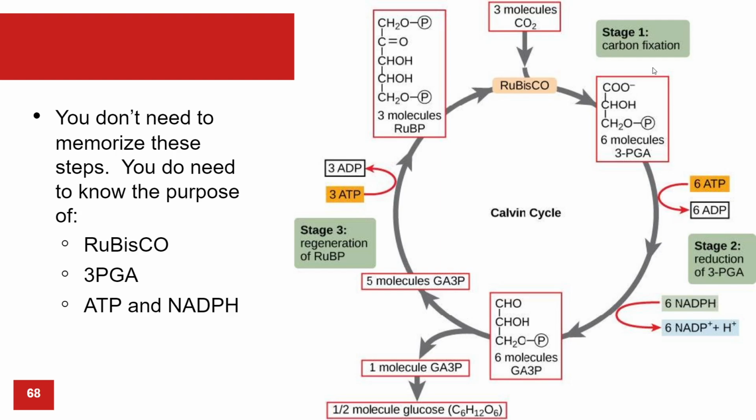All right, you don't need to memorize everything, but you need to know the purpose of Rubisco. This is the enzyme that does the fixation of CO2 with RuBP to make these 3-PGA molecules. You need to know that PGA is made from Rubisco and RuBP, and you need to know that ATP and NADPH add energy.